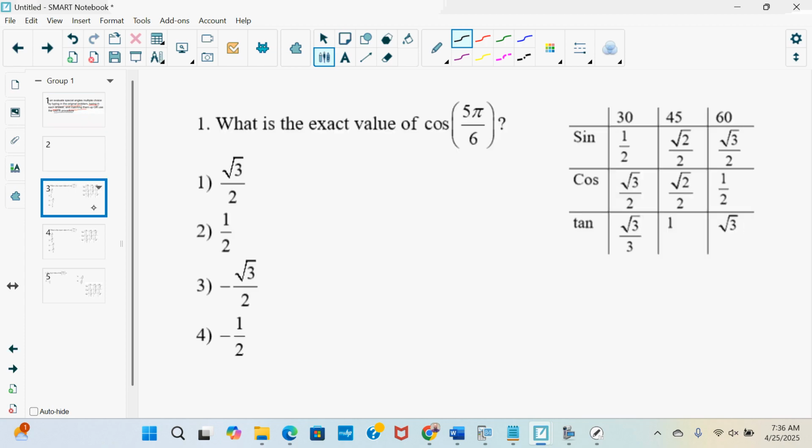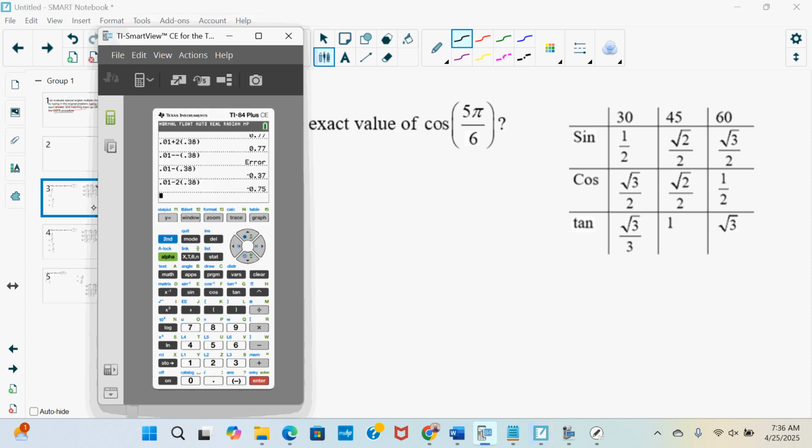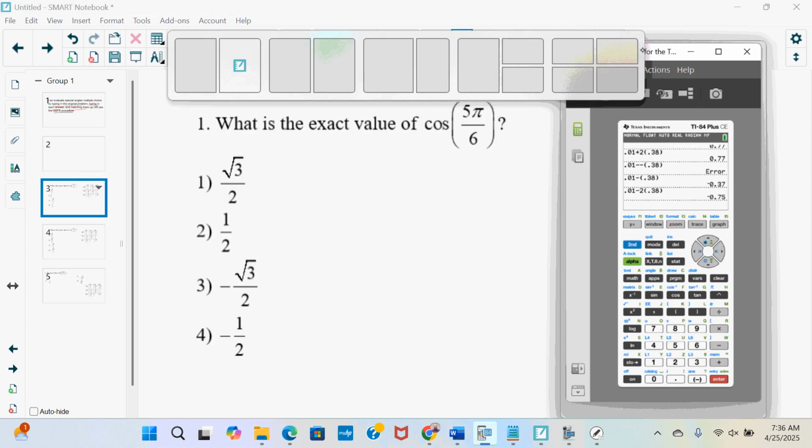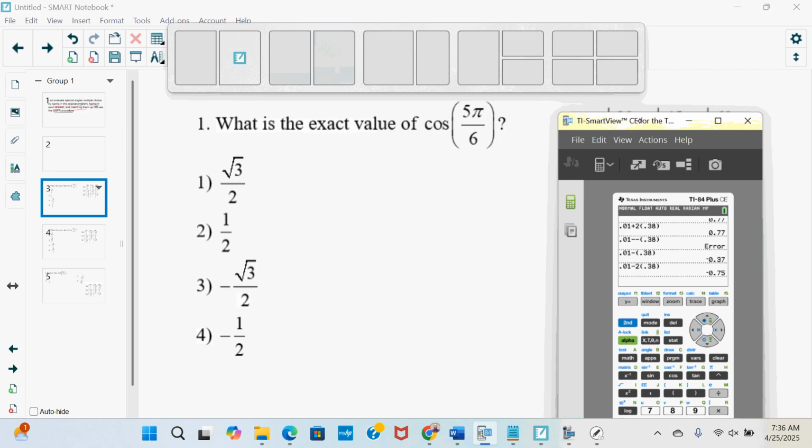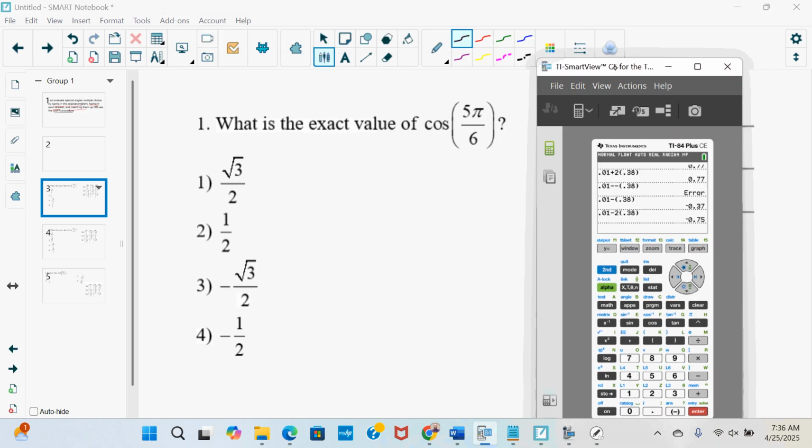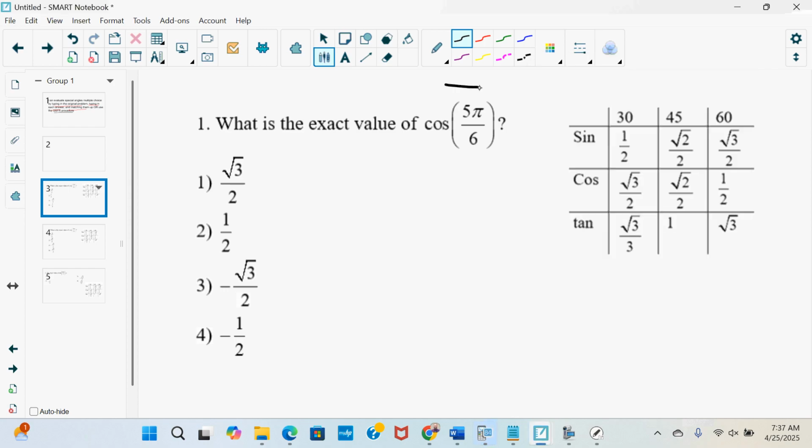It wants the exact value of cosine of 5 pi over 6, so let's find out what the value of cosine 5 pi over 6 is. Let's go to my calculator. Let's make sure we're in radian mode, which I am. Let's go cosine 5 pi over 6. I've got negative 0.866 dot dot dot.